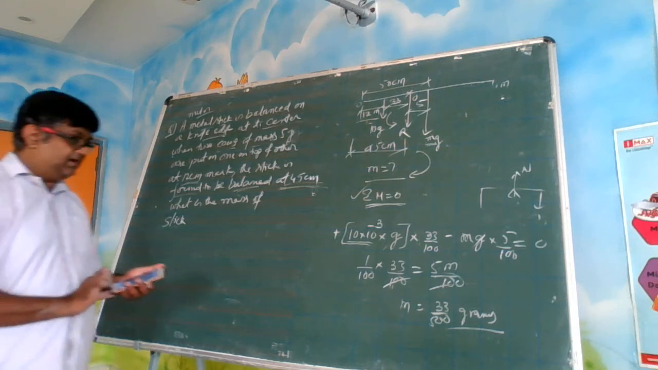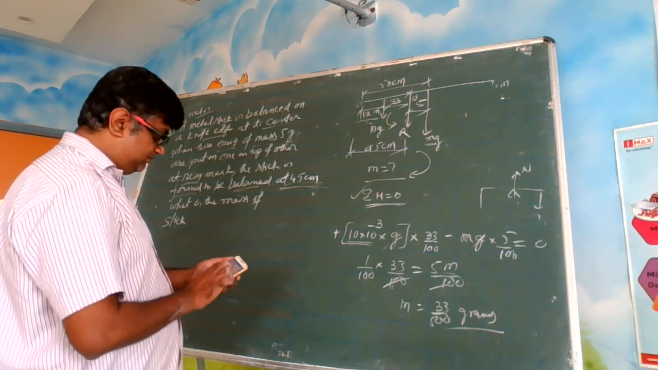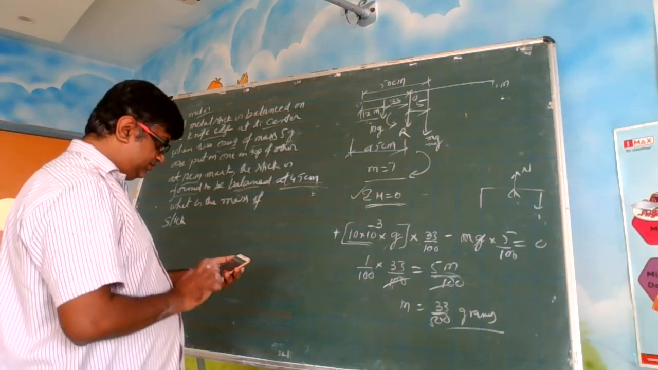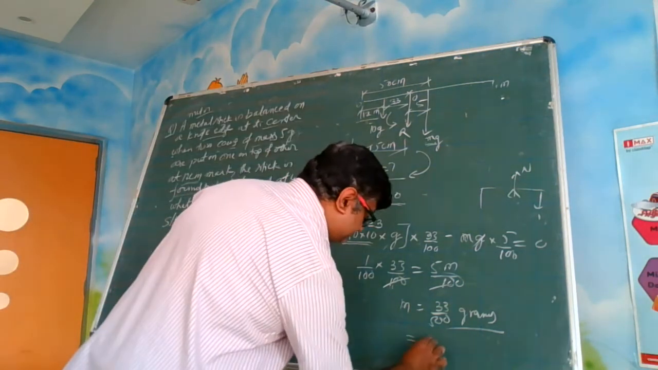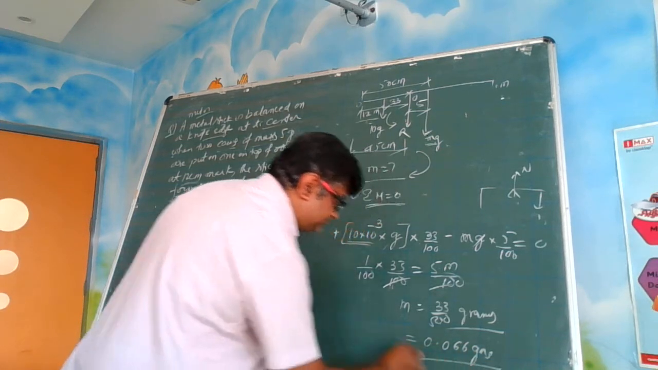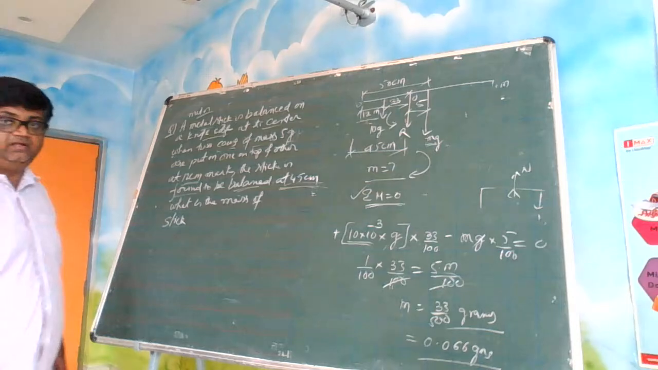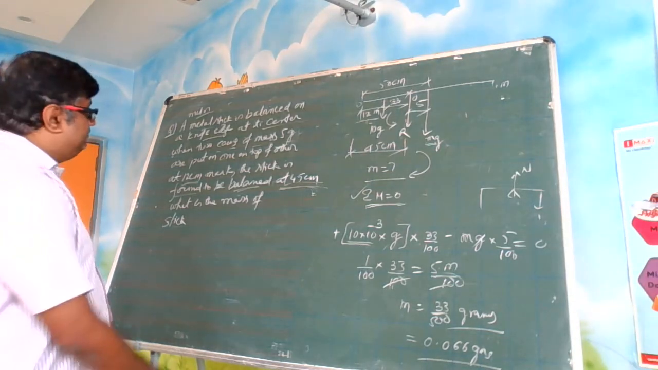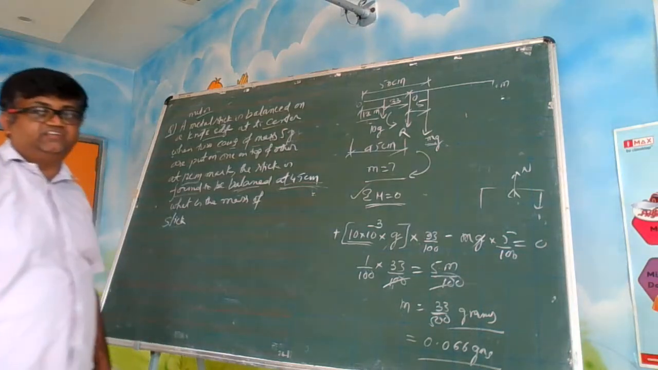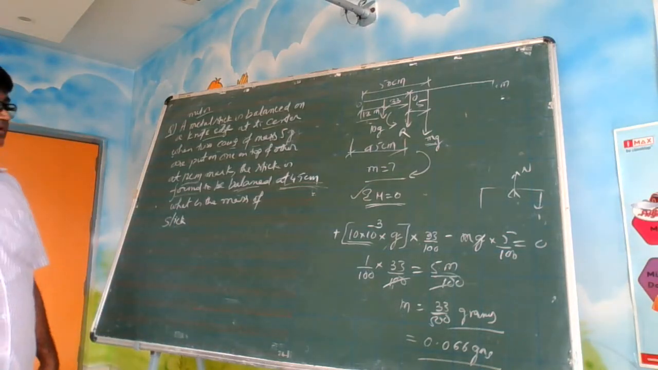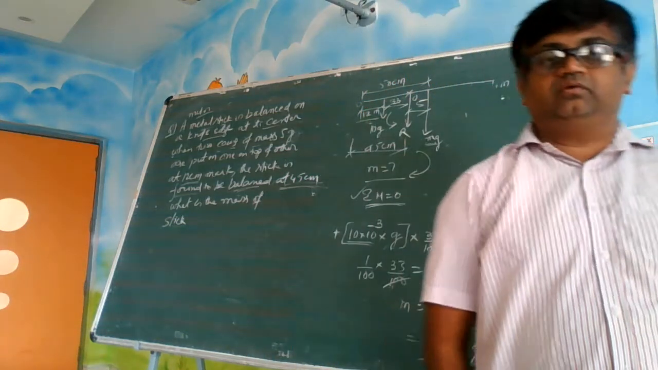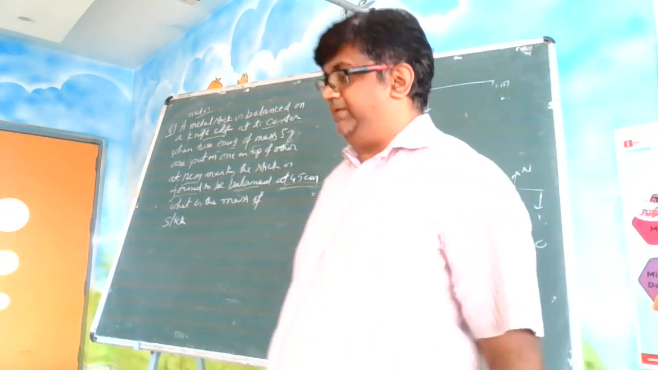So what is the mass of the stick? The mass of the stick is 33 by 500, it is 0.066 grams. So we have applied the rotation condition and we have found out the unknown, which is the mass of the stick, using this example. Okay, let us meet in the next class and we will discuss some more concepts. Bye. Take care.